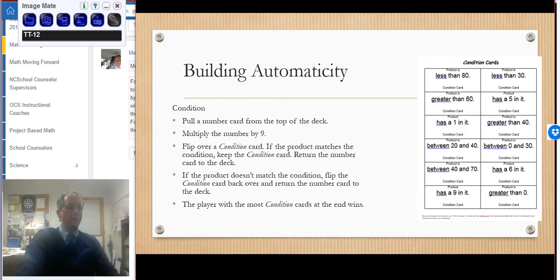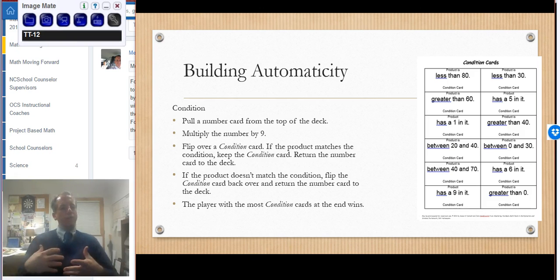So another game, or another activity I should say, that we can play is called condition. So kids are going to pull a card from the top of a deck, and they are going to multiply the number by 9, right? So if they pull out a 4, they're going to multiply that by 9. So 9 times 4, that's 36. And they flip over a condition card. So if mine was 36 and I flip over one that says less than 80, well, that works, right? Because 36 is less than 80. And then I return the number to the deck, but I get to keep the condition card. If it doesn't match the condition, then I flip it back over.